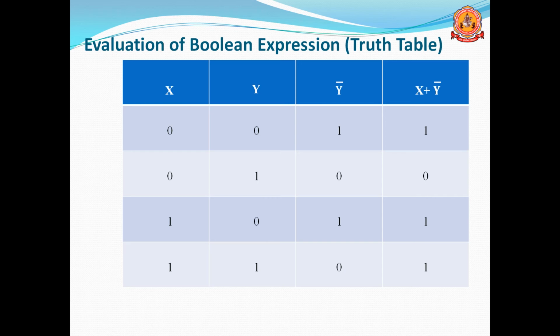You know the y dash, or NOT operation. If x is equal to 0, x dash should be 1. If x is equal to 1, x dash should be 0. Same here, y and y dash. Y is equal to 0 means y dash should be 1. If y is equal to 1, y dash should be 0. So that column is over.